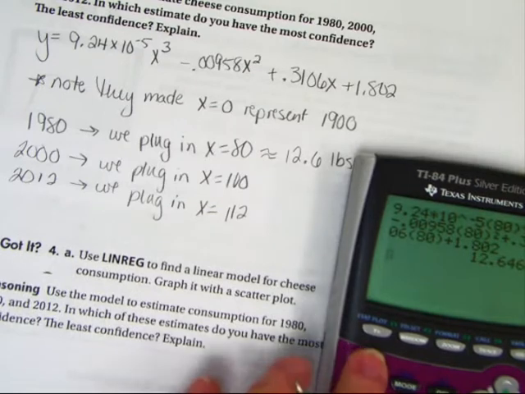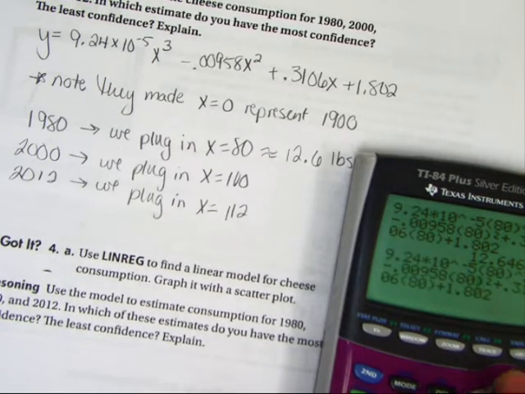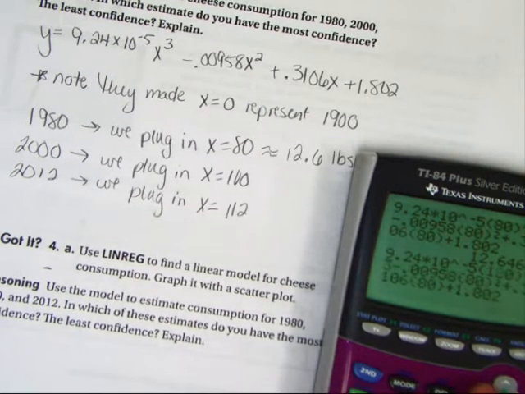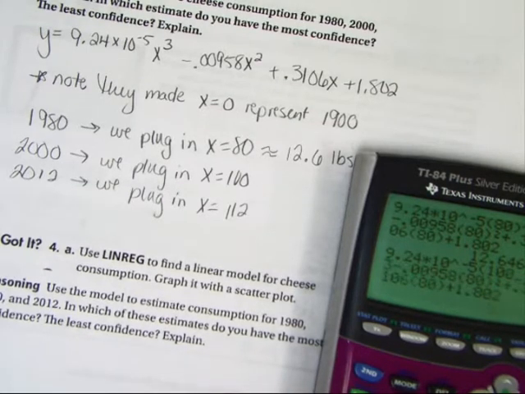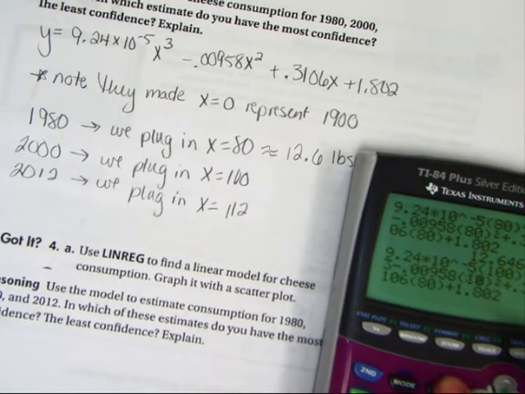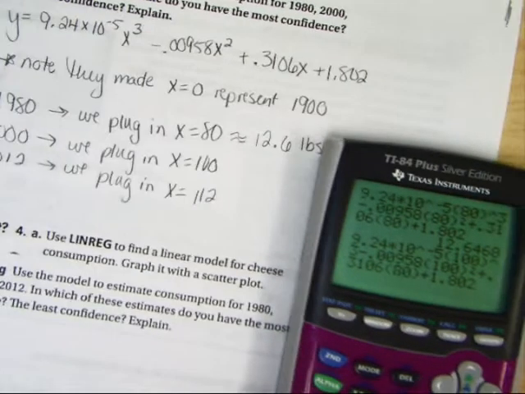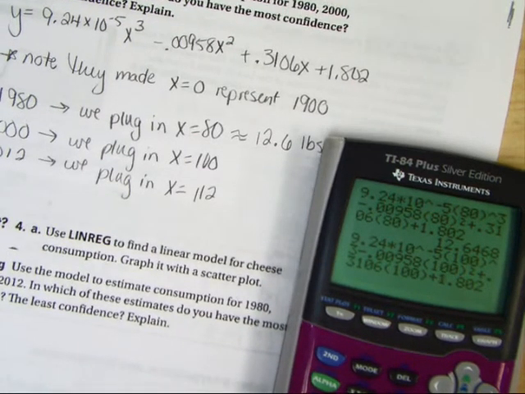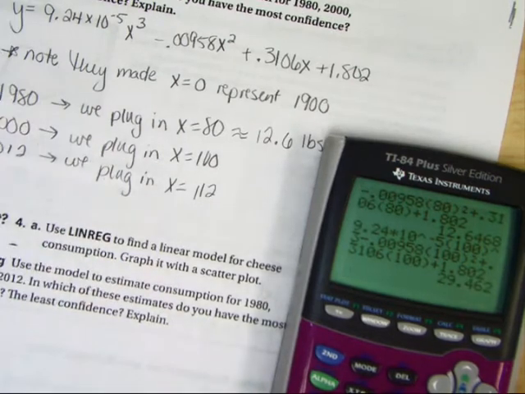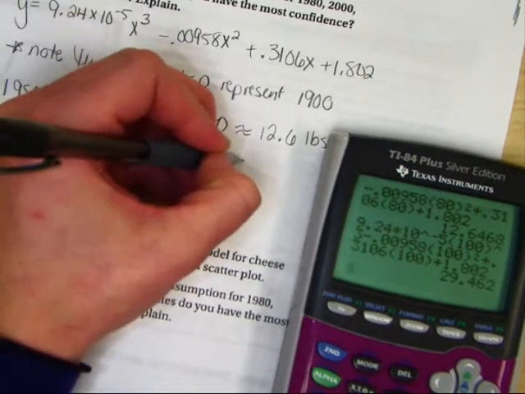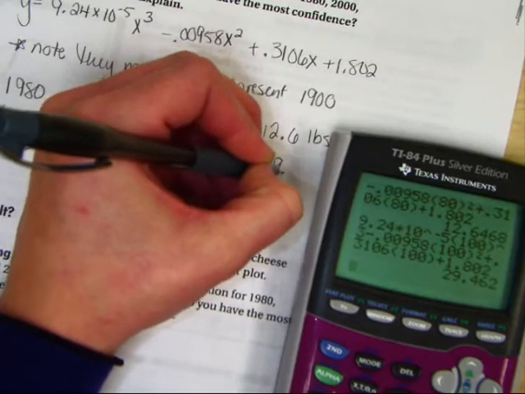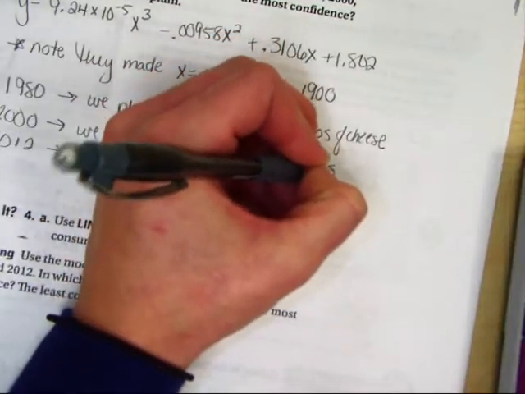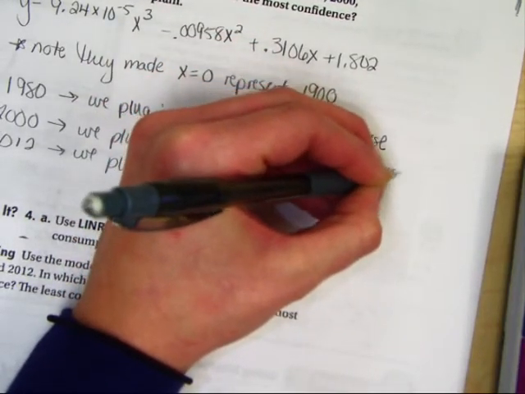Let's plug in 100 now. So anytime I see an 80 on my calculator, I'm going to cheat and plug in 100. I'm doing the same thing, I'm just making it 100. Okay, that should be good. All right, so in 2000, it is predicted that it was 29.5 pounds that were eaten by each American.